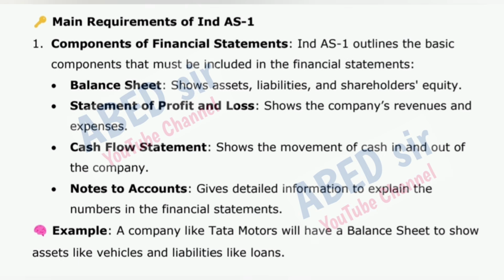1. Components of financial statements. IND AS 1 outlines the basic components that must be included in the financial statements. Balance sheet shows assets, liabilities, and shareholders' equity. Statement of profit and loss shows the company's revenues and expenses. Cash flow statement shows the movement of cash in and out of the company. Notes to accounts gives detailed information to explain the numbers in the financial statements. Example: a company like Tata Motors will have a balance sheet to show assets like vehicles and liabilities like loans.